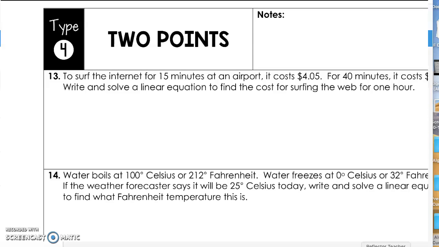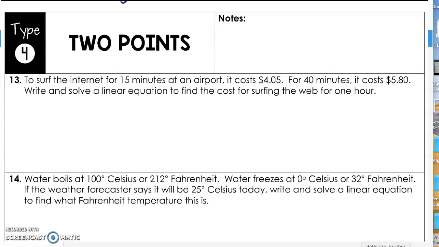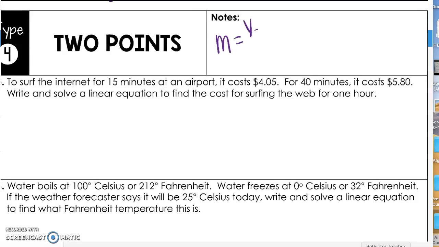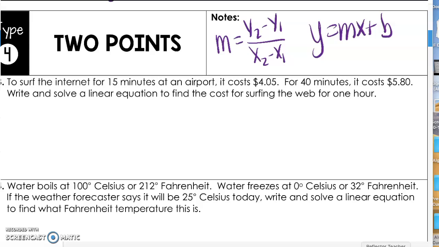This video will cover 13 through 16 on page 4-26 and 4-27. So our last type of equations is where you pick out two ordered pairs. And this you will have to do your slope formula, y2 minus y1 over x2 minus x1, and then plug in y equals mx plus b, and solve for b and write your final equation.